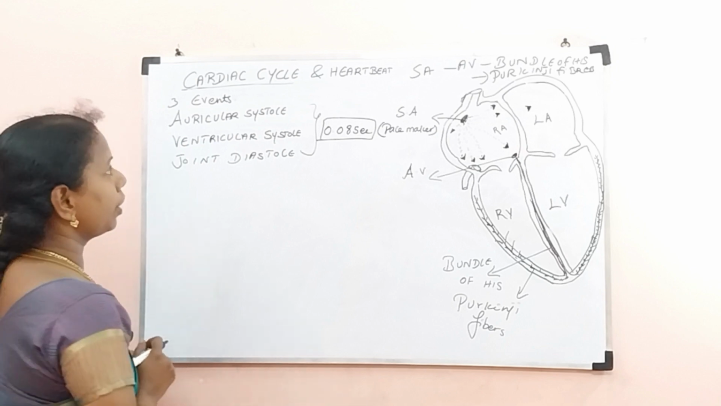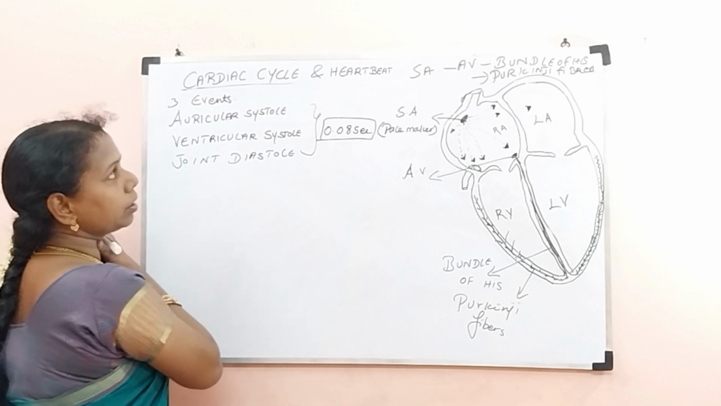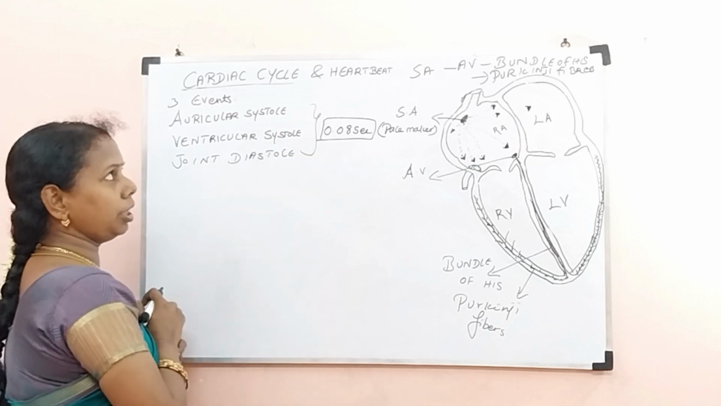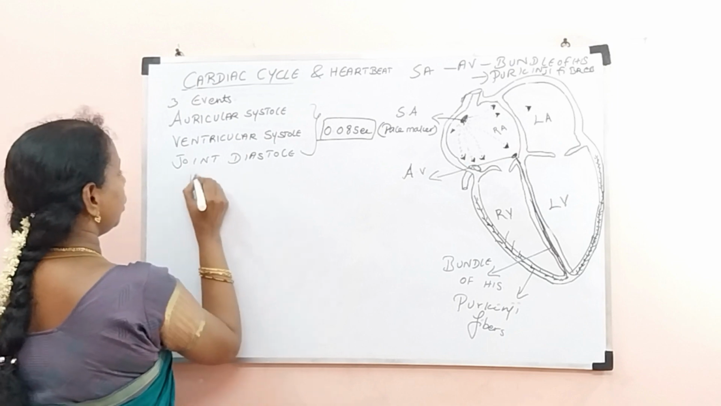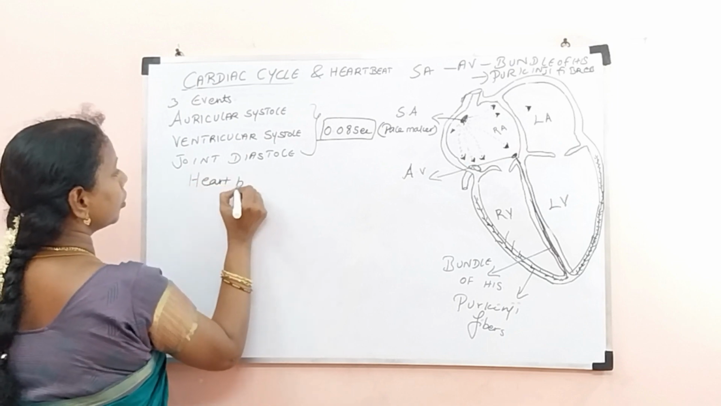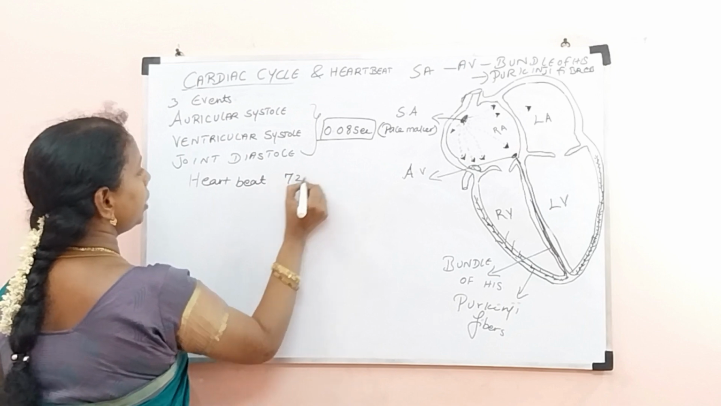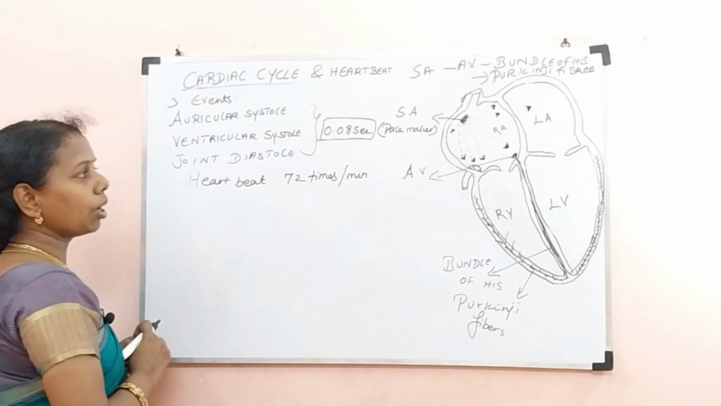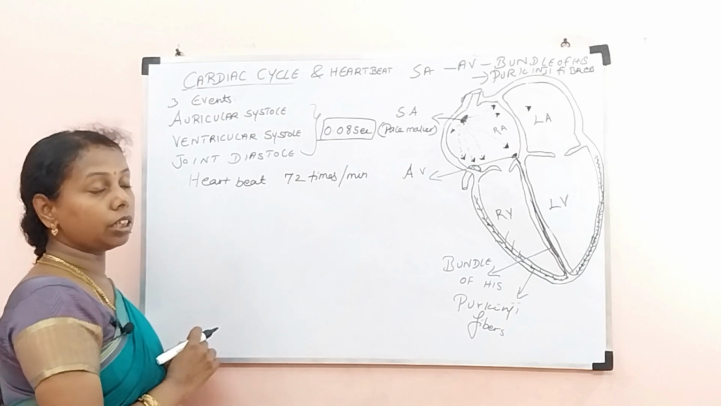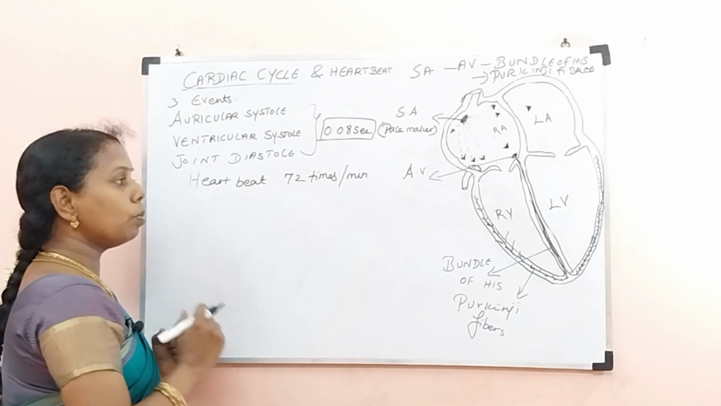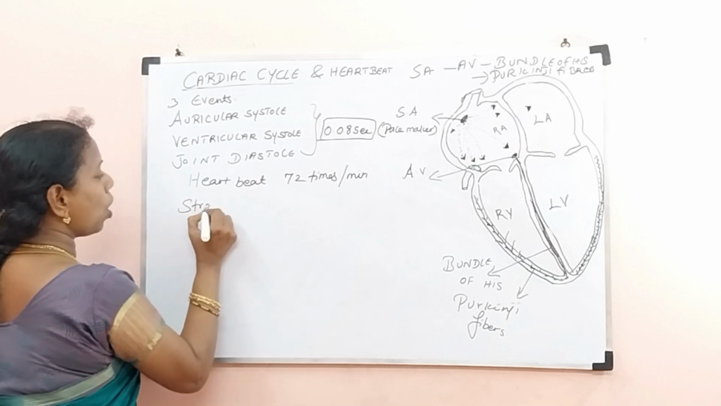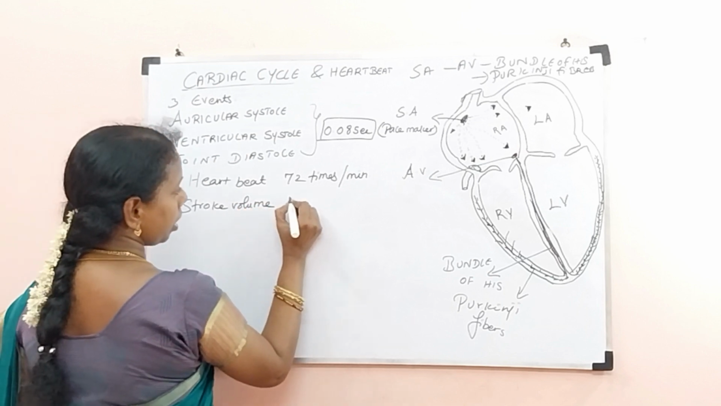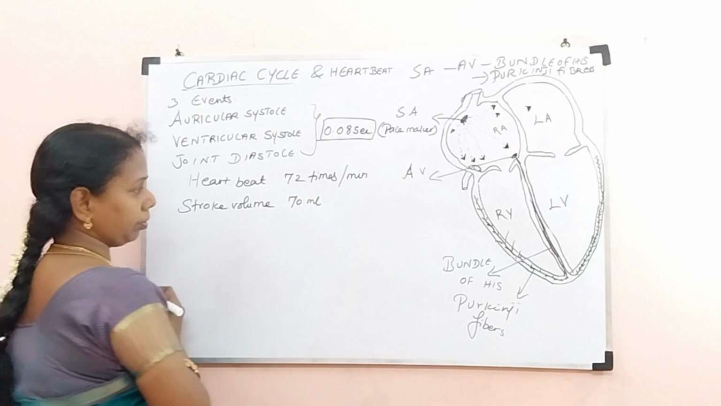Possible question. Fine. Now let us see heartbeat. Each beat takes 0.08 second, which means heartbeat per minute will be, yes children, 72 times per minute. And each time when the ventricles contract, it pumps how much blood? That blood is called stroke volume. So each time when the ventricle contracts, it releases around 70 ml of blood.